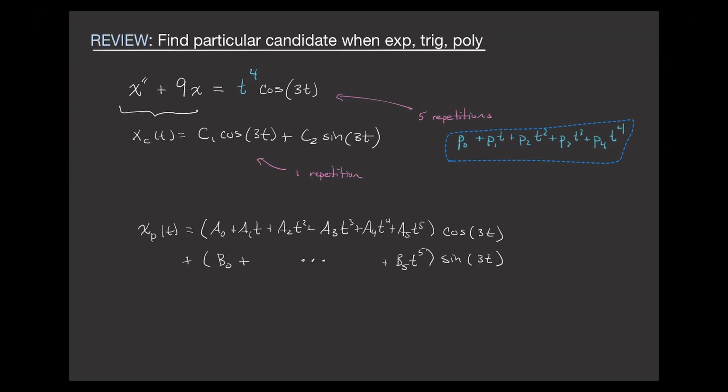So the number of repetitions here, you get 1 repetition per term. So we have a total of 5 terms. That gives us the 5 repetitions. Here we just have like a C1, so it's just 1 term. We get 1 repetition. And then if we add those repetitions together, we get 6.